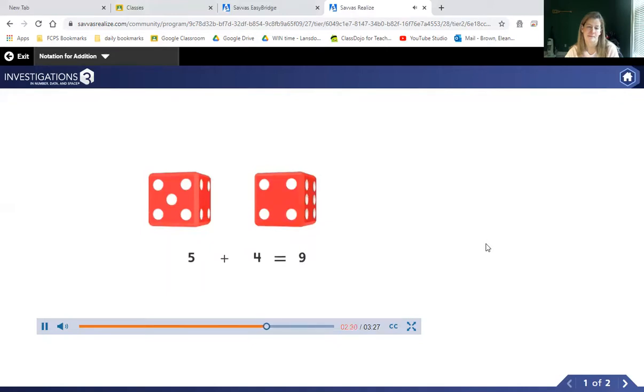I use an equal sign to show that 5 dots plus 4 dots is the same as 9 dots. My equation says 5 plus 4 equals 9. I can also say 9 equals 5 plus 4.